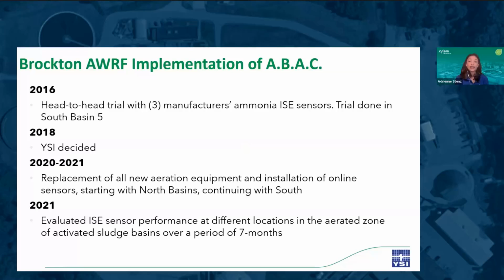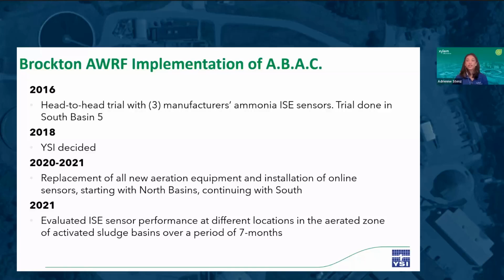Dave Norton, the contract administrator at the time, led this great project, knowing all of this. In 2018, YSI was decided as the instrumentation manufacturer for the project due to our ammonia ISE sensors' accuracy and the benefits of our IQ SensorNet controller system.